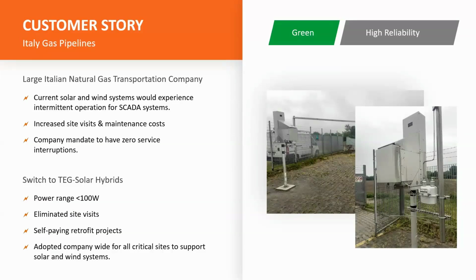Since it was a pretty small site, they had less than 100 watts of power required. They actually added one of our P5050 TEGs. So the TEG itself took up about 50% of the required load capacity. And even that was enough to eliminate site visits and avoid those constant trips back to site. So they've adopted this company-wide for all critical sites, and that supports their solar and wind systems. It's connected right up to the same battery system that you would run the solar and wind system on.